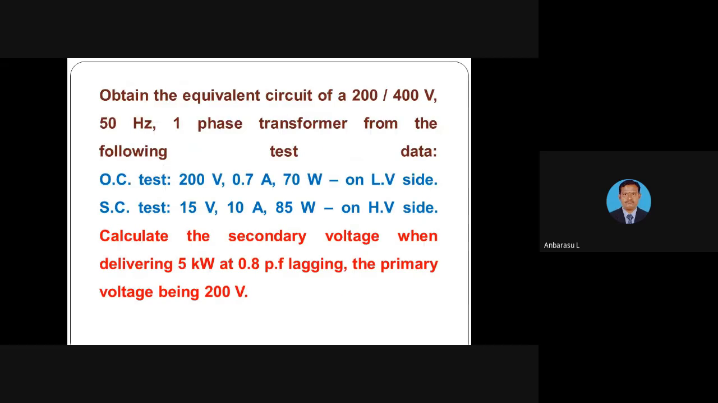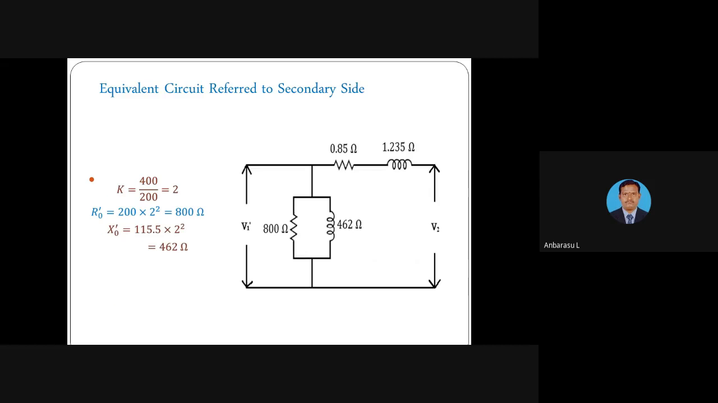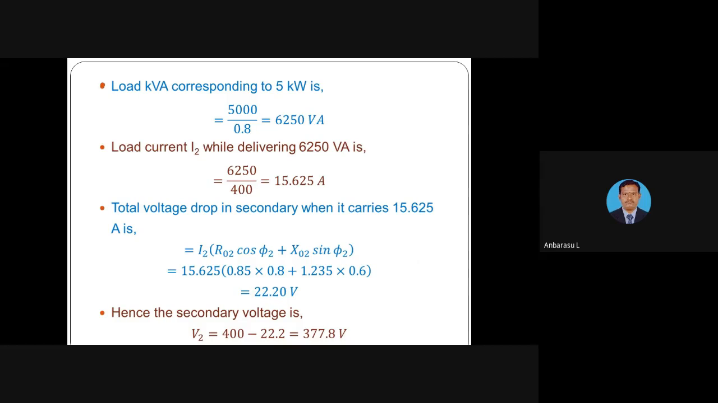Okay, again, we have to refer to this problem. We are given the open circuit test values and the short circuit test values. The first task is to draw the equivalent circuit of the transformer. Then finally we have to determine the secondary voltage when 5 kilowatt at 0.8 power factor lagging, with the primary voltage being 200 volts. From the open circuit test, we determine the R naught value and the X naught value. Available data is on the primary side. And from the short circuit test, we can determine the R naught 2 value and the X naught 2 value. Then we draw the equivalent circuit of the transformer. Based on the values, finally we can determine the secondary voltage.